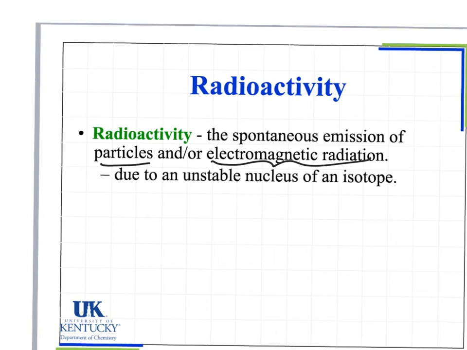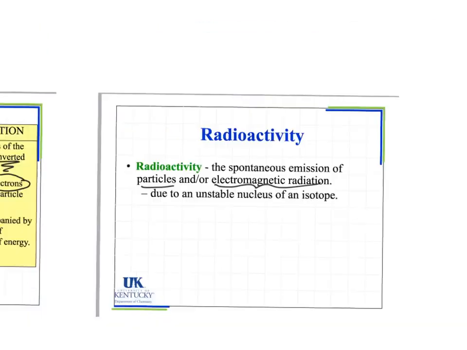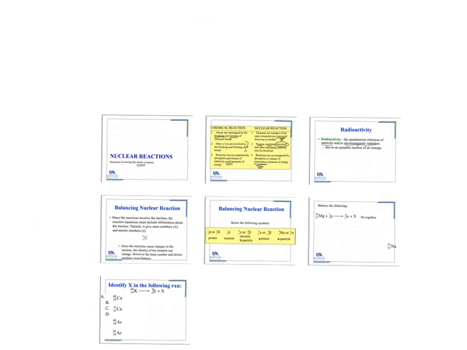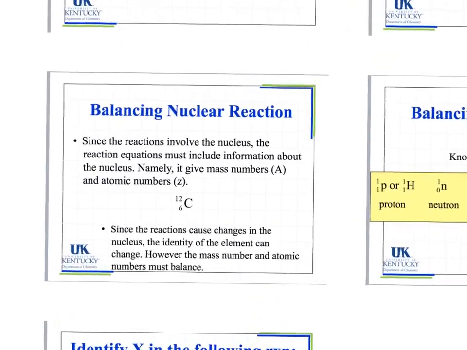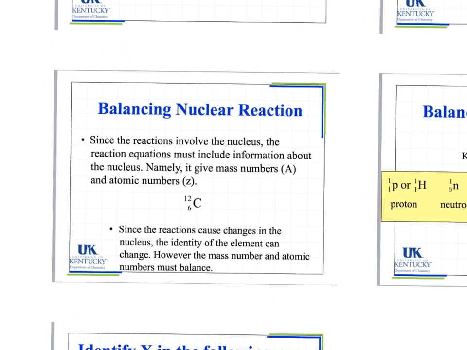So we will see that if you have a nucleus that's not stable, and certain ones are and aren't, which we won't get into, then it will spontaneously try to get towards a stable nucleus. All right, so that's what radioactivity is. It's one type of nuclear reaction. Now let's get over here and talk about what we're really interested in this video, and that is balancing nuclear reactions.